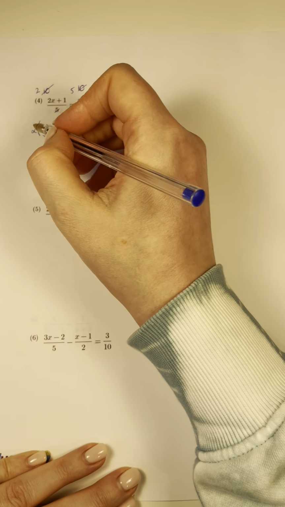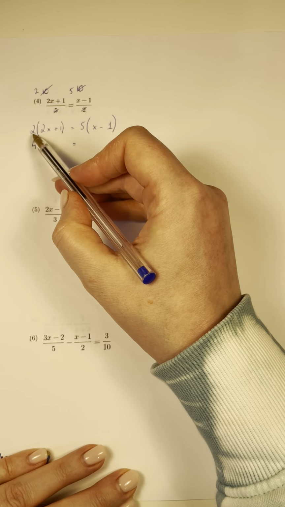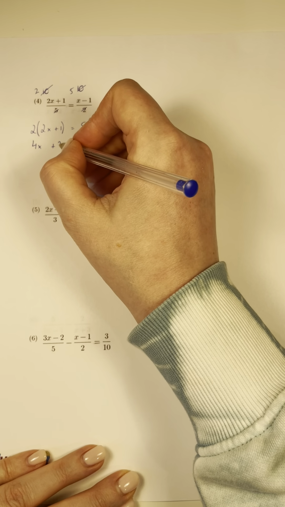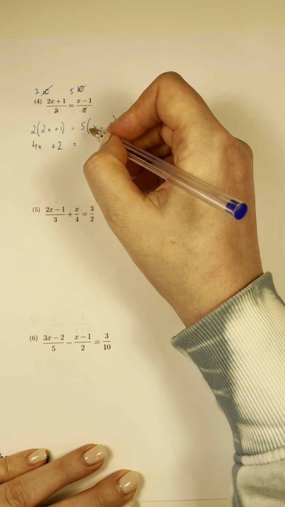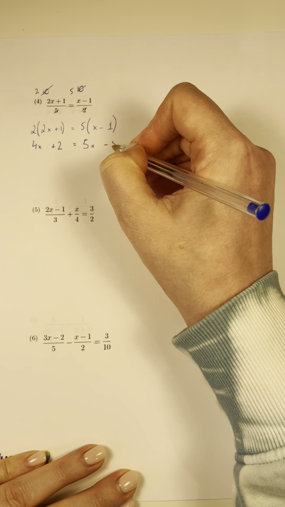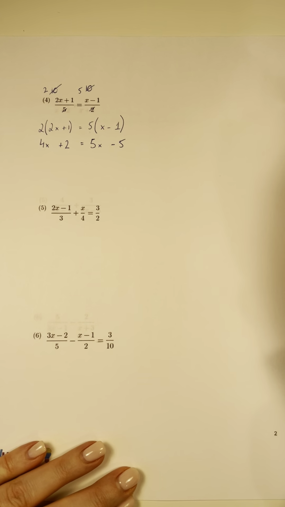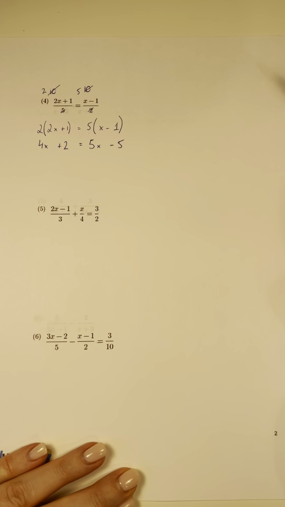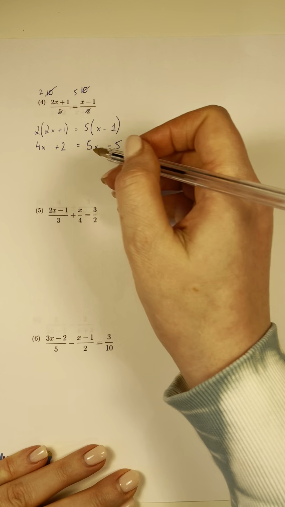So 2x times 2x is 4x squared. 2x times 1 is 2x. 5 by x is 5x. And 5 times minus 1 is minus 5. I can see this is linear. There's no squared. So that means letters on one side, numbers to the other.